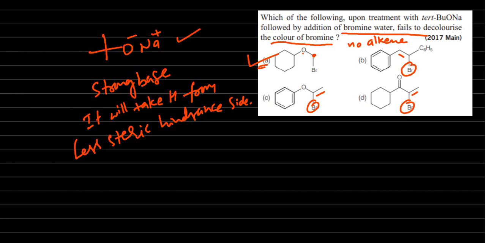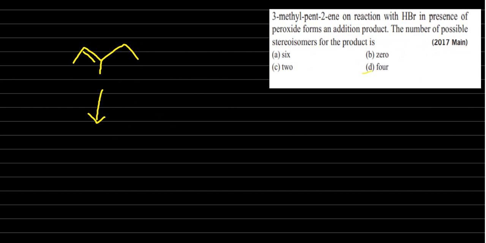Next, 3-methyl pentene. 1, 2, 3, 4, 5. 3-methyl pentene on reaction with HBr in the presence of peroxide. That means anti-Markovnikov rule. The number of possible stereoisomers for the product.